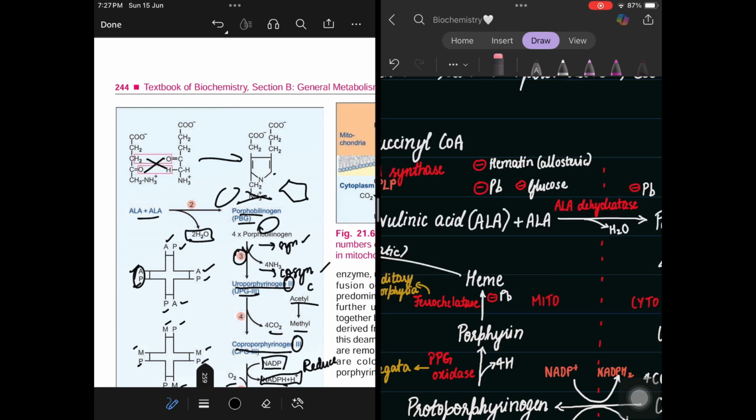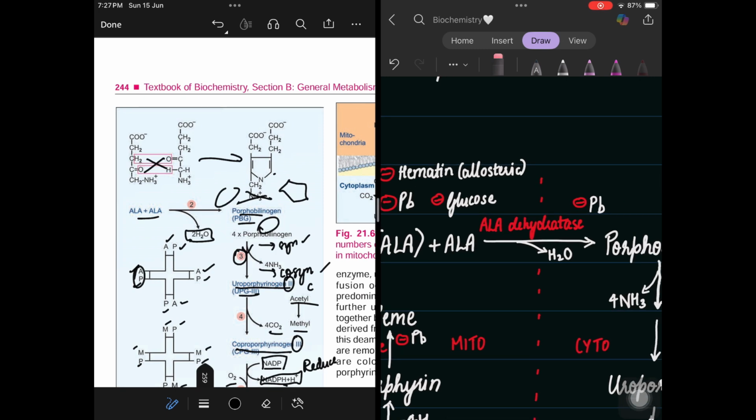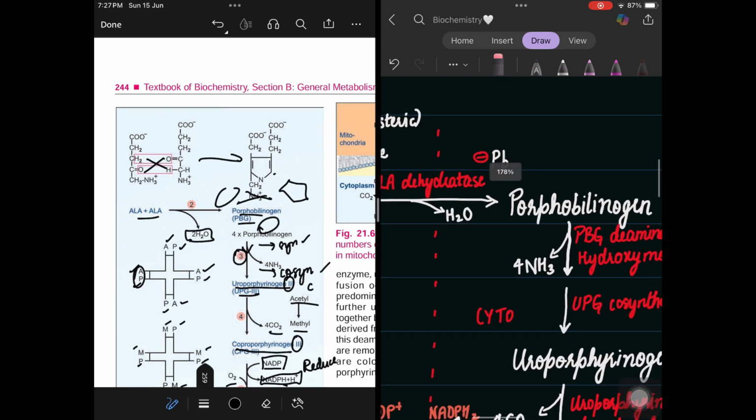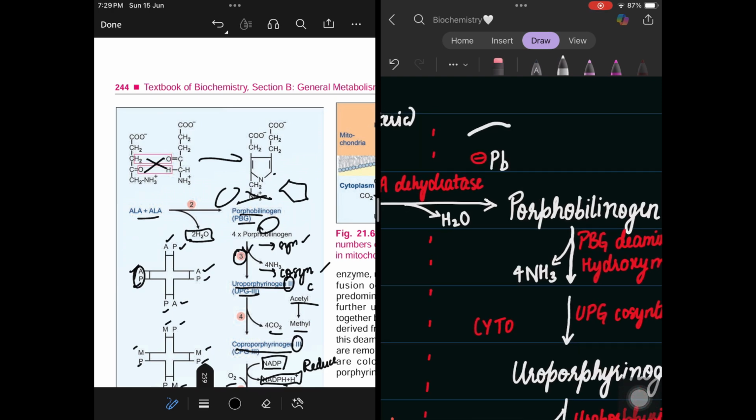If you have enough glucose, or in other words you have enough carbohydrate rich food, your heme synthesis is inhibited, and this comes to use in porphyrias. One of the treatments for porphyria is just glucose or dextrose. So pretty cool. Then our ALA dehydratase step is also inhibited by lead.